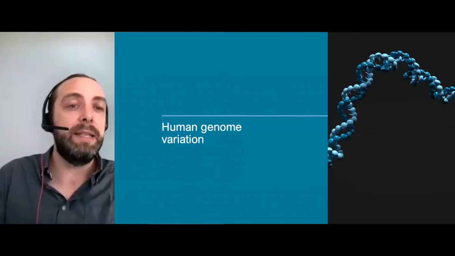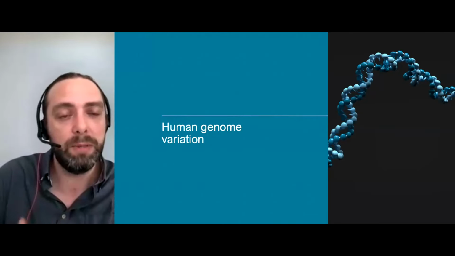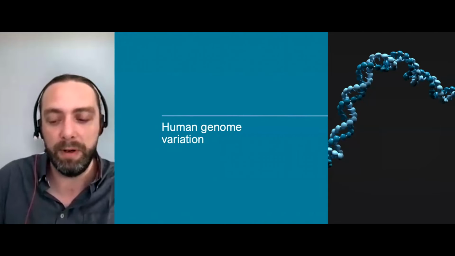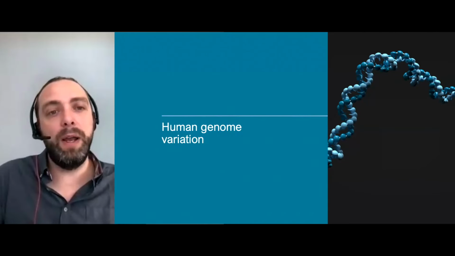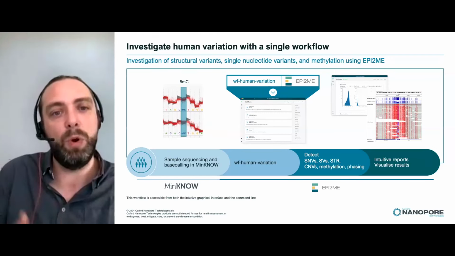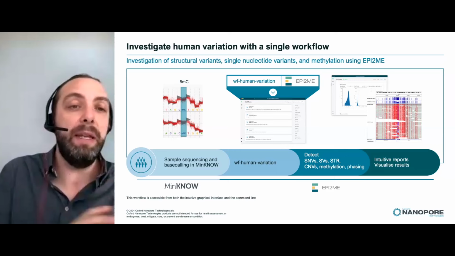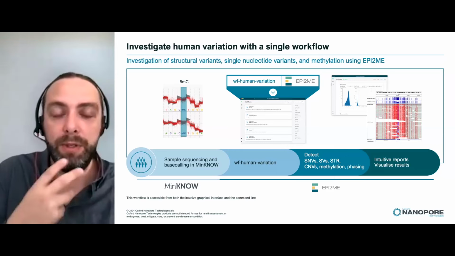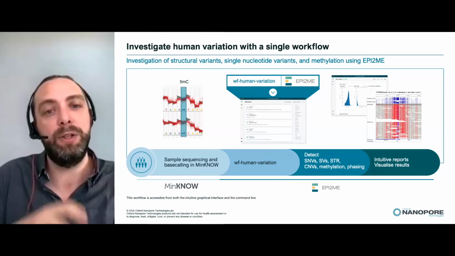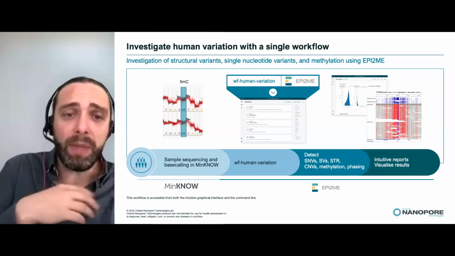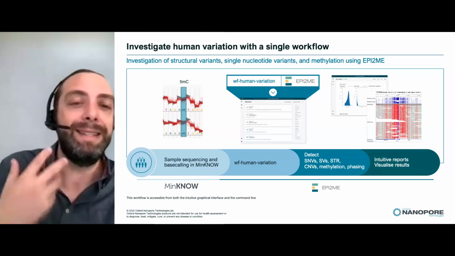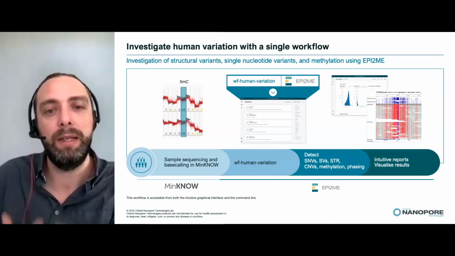As an example, one of my favorite workflows to always speak about is the human genome variation workflow, or wf-human-variation. Part of the reason I want to talk about this is that it's a really nice workflow that can take immediately the output from our sequencing software, MinKNOW, and can do a lot of variant detection, annotation, assessment, summarization and aggregation of those results in a single workflow. I'll show you what that looks like in the next slide.